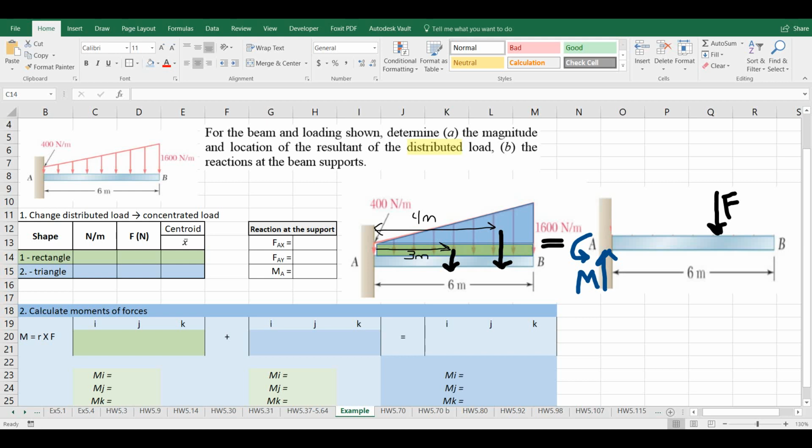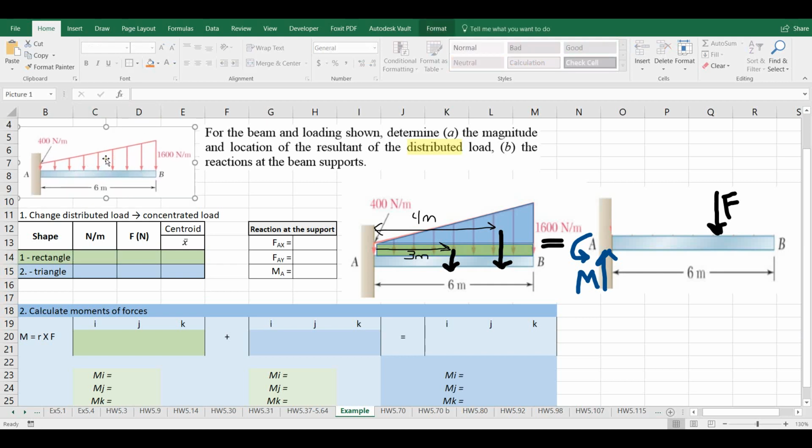Here's just a quick distributed load problem example. What we have here is a beam and a distributed load on top, and we want to know the magnitude and location of the resultant of the distributed load. Okay, so the resultant, what it's talking about is this over here.